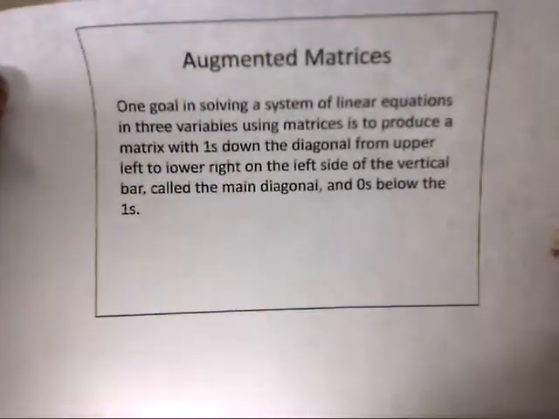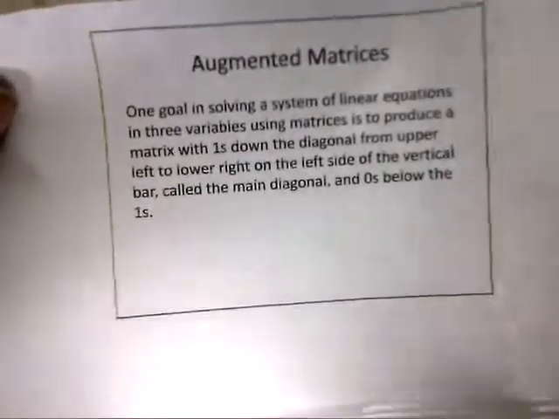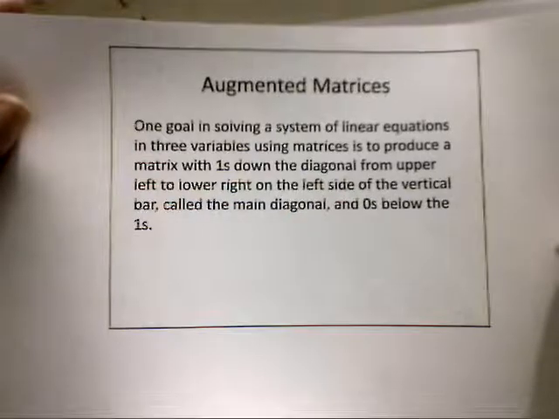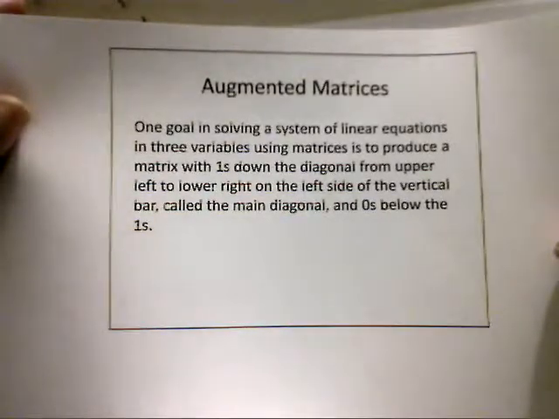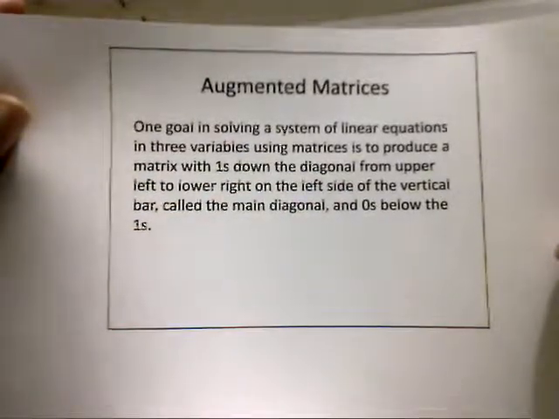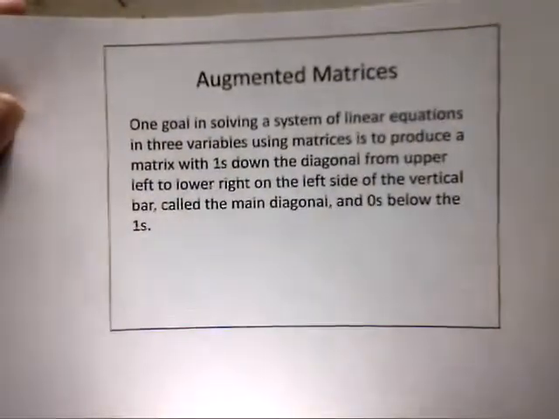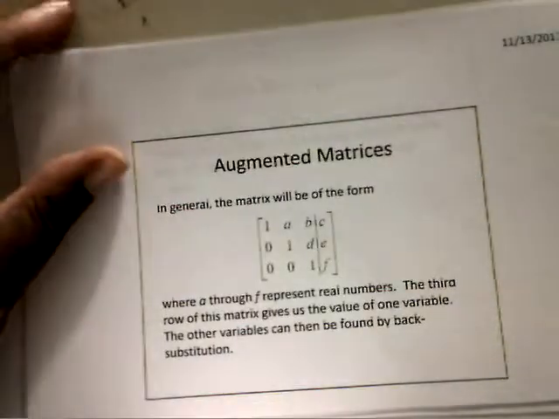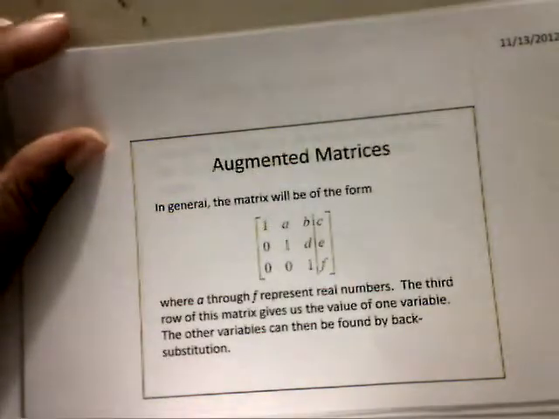Okay, so to do that, we want to produce a matrix with ones down the diagonal from the upper left to the lower right hand corner, on the left side of the vertical bar, and that's called your main diagonal. And you want zeros below those ones. And here's an illustration of just that.